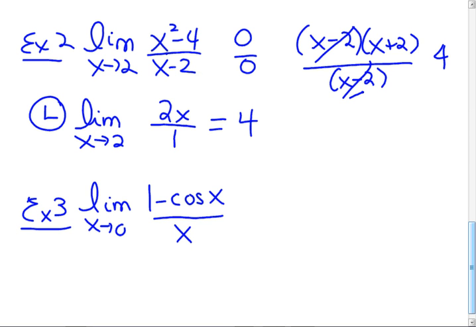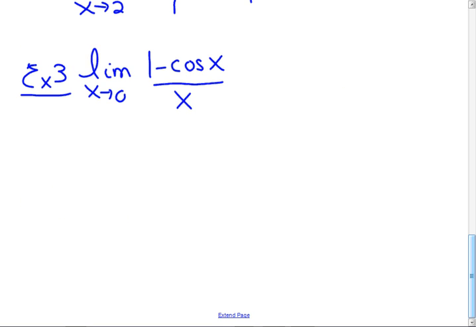That one we didn't use as much. That should be 0, but we'll see. Can I use L'Hopital's rule? Put in 0. It's 1 minus the cosine of 0, and if I need to review the trig, I will, over 0.